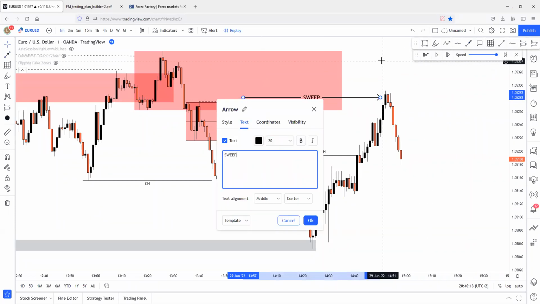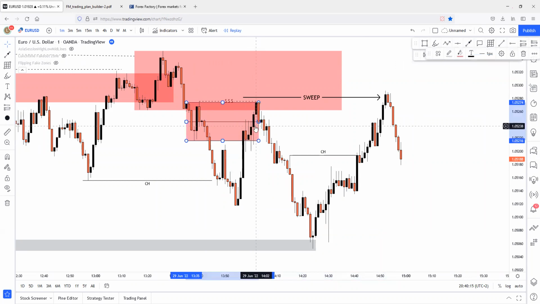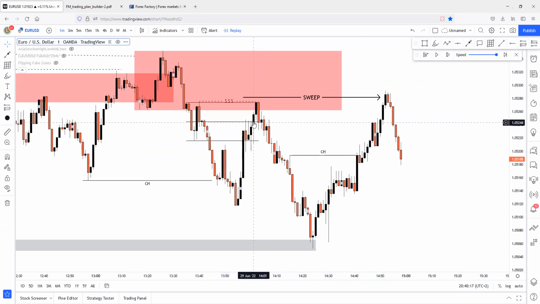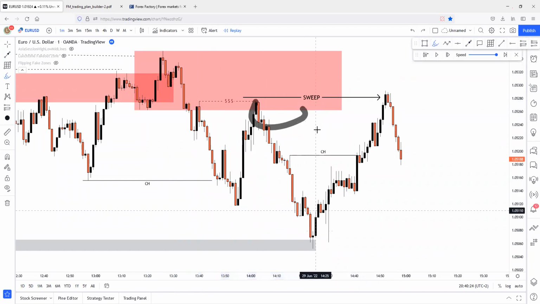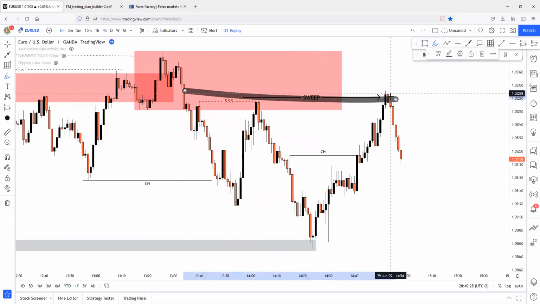I will just mark the sweep here. I will delete this zone because this was just a sell trap. This was a sell trap zone. Perfect example for this sell trap. Lots of sellers open positions here on the liquidity line. All of these early sellers have been swept out into the higher time frame, deeper region zone, right?